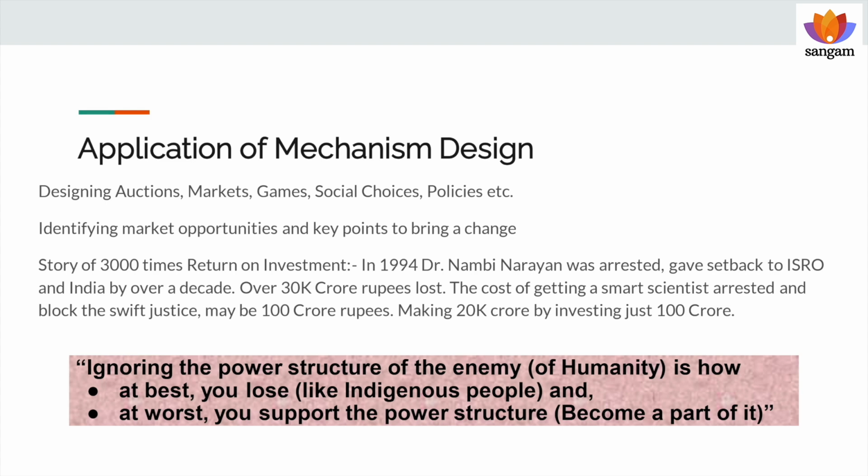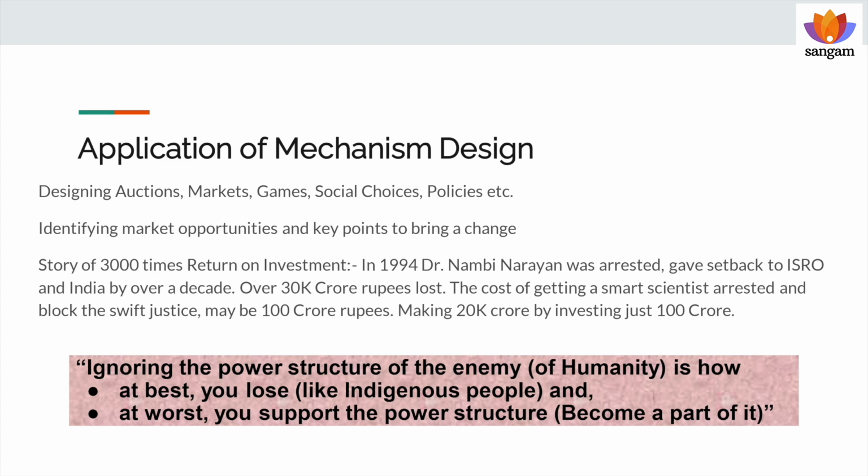The example I have here is the story of Dr. Nambi Narayanan. In 1994, we know how he was the key person in making ISRO and bringing lots and lots of money to India through the satellite business. However, in 1994, he was targeted and taken out of his professional work by engaging a few corrupt people. The money invested in taking him out would possibly be around 10 crore, 100 crore, not more.